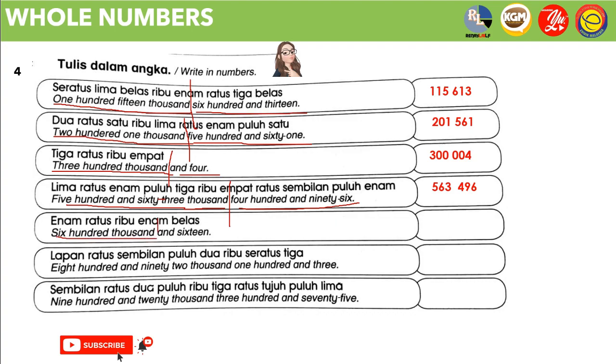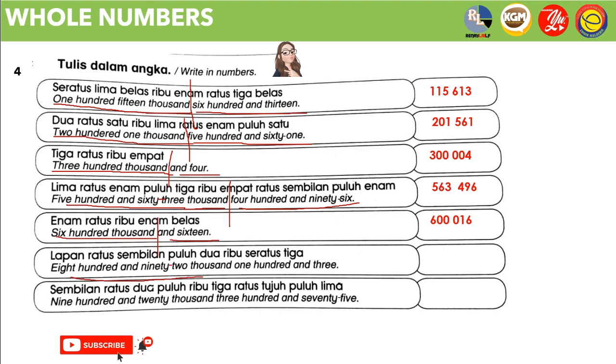600,000 is the first 3 digits, and 16 is the last 2 digits, so we put 0 in front. So let's look at the answer. 600,016. All right, the next question.